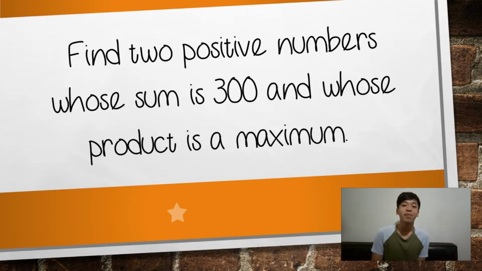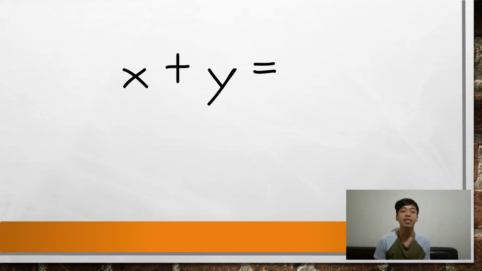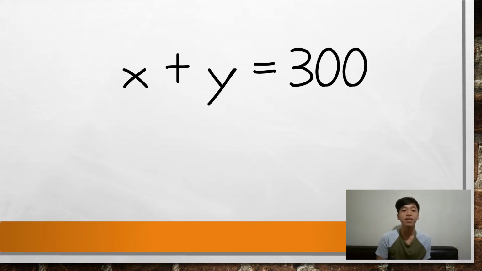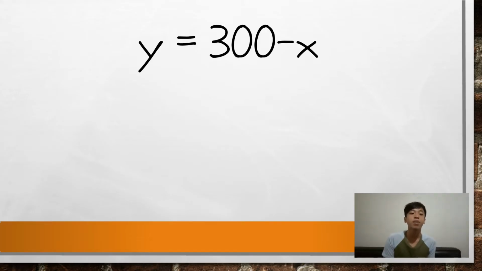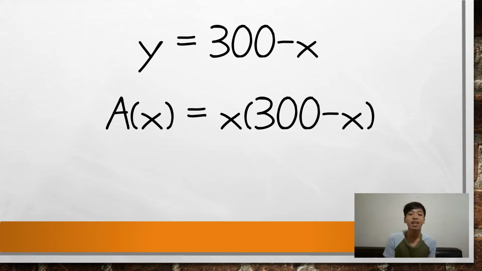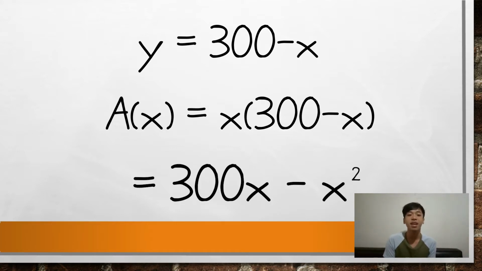In this number problem, we are being asked to find two numbers whose sum is 300 and whose product is a maximum. So the first step is to write the equations describing the situation. Let's call both numbers x and y, and we are told that their sum is 300, or x + y = 300. We are also told that their product is a maximum, so A = xy. We now need to solve the constraint for x or y and plug this into the product equation. We will get A(x) = 300x - x^2.